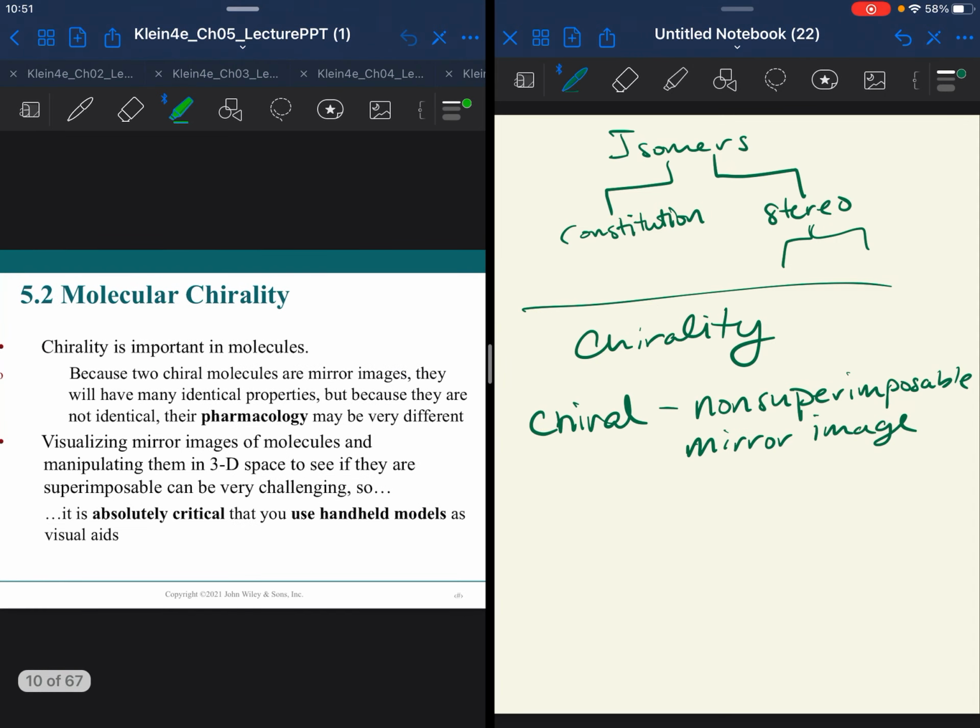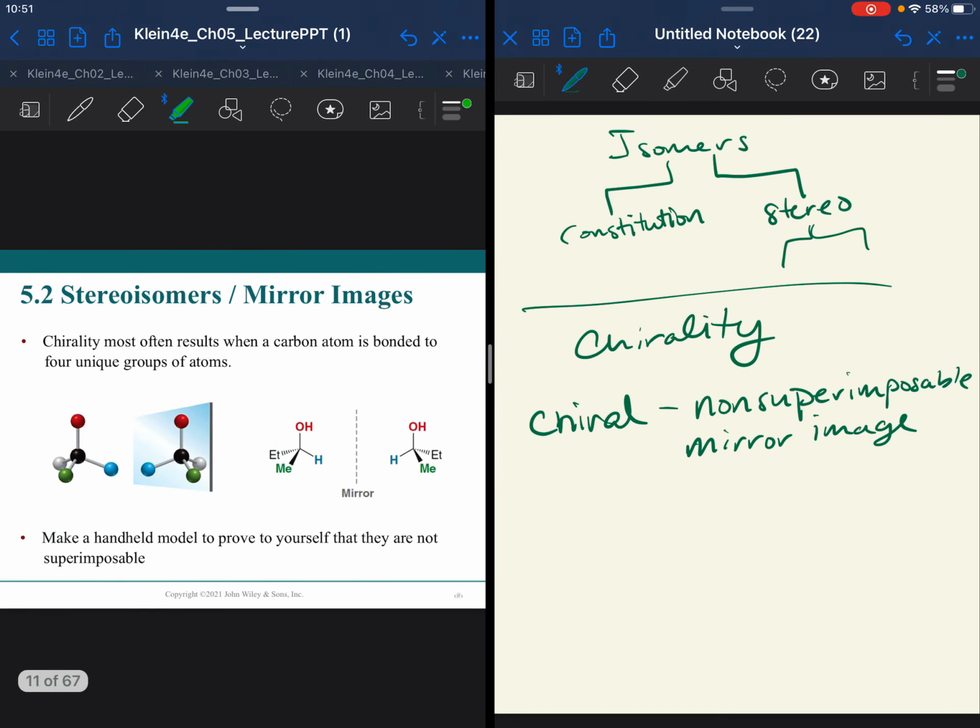I think Klein is absolutely correct. It is critical that you look at a handheld model. So again, if you don't have your own, stop by my desk in lab and check out some of mine. One of the easiest ways to make this for yourself is to make these two models. Put a black carbon in the middle, and in any modeling kit, the black atoms represent carbon, and they should have 4 places to connect to make that tetrahedral structure. Put 4 different groups onto that carbon, and then build a second model that is a mirror image. There is no way that you can turn or flip or roll this one around that will make it identical to this one.